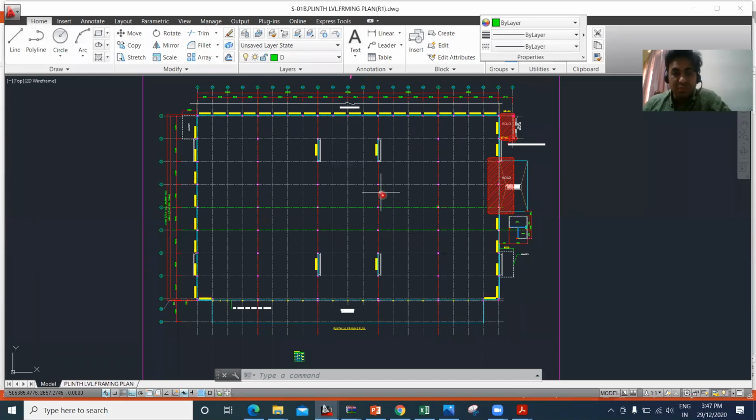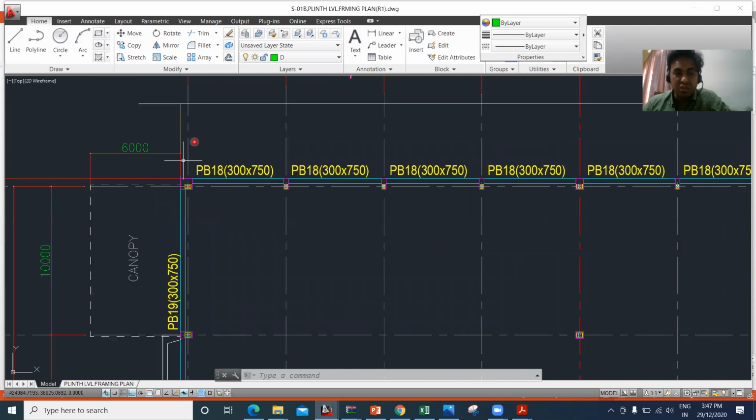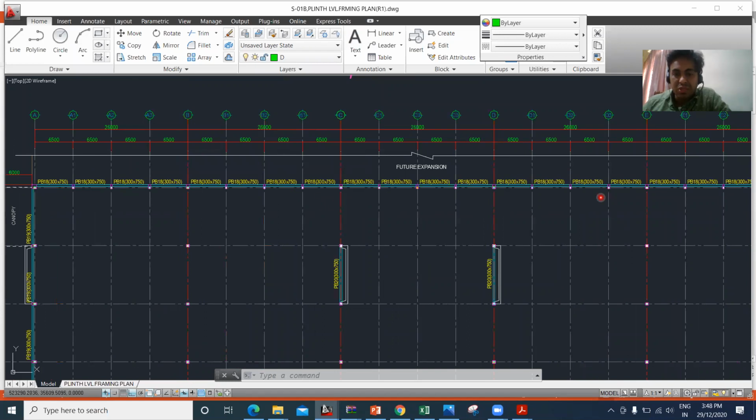So this is the plinth beam layout, what you can see here. I'll go back to that. What they've written is PB18, plinth beam 18, and the size you can see is 300 by 750. So everywhere it is PB18 in this line. It is 300 mm by 750 mm, the size of the plinth beam.